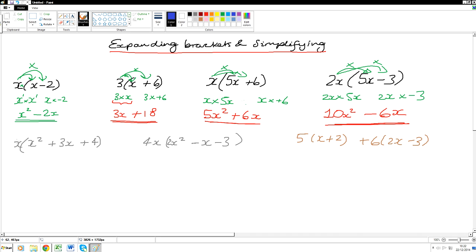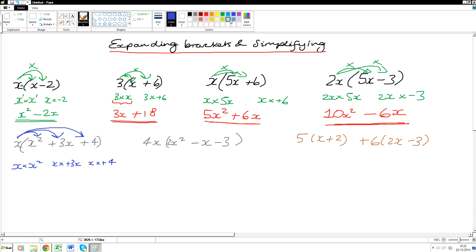Okay, Mr. Ali, next question. Now we got a slightly longer bracket, with more things inside. So we do x times. Let's write down first of all what we're going to multiply. It's going to be x times by x squared. Don't give me the answer yet. The next thing we're going to multiply is x times by plus 3x. And next we have x times by plus 4.